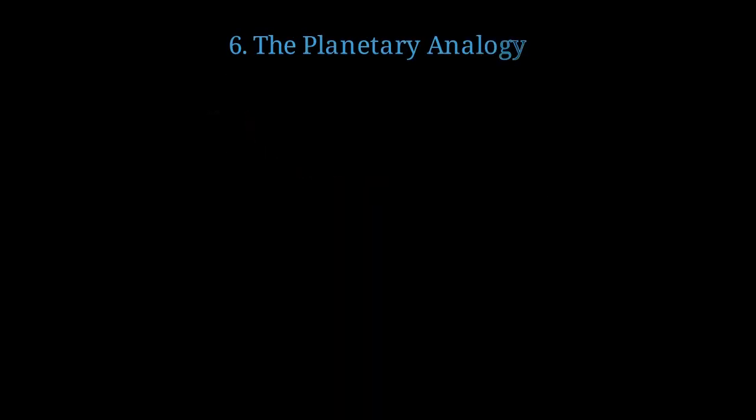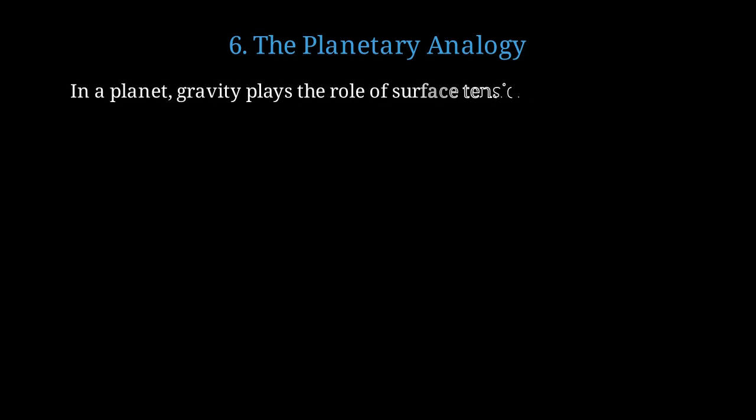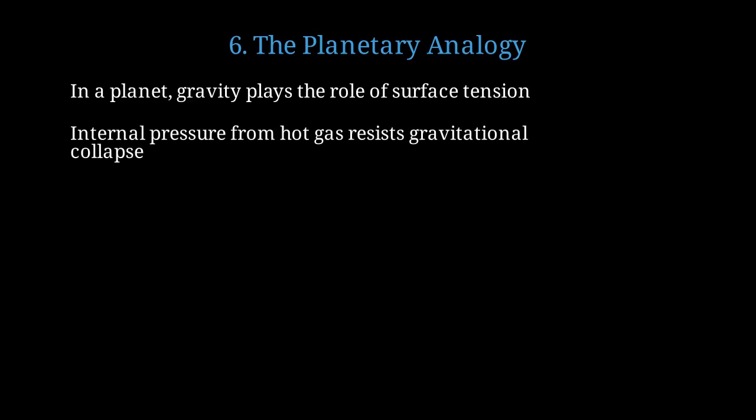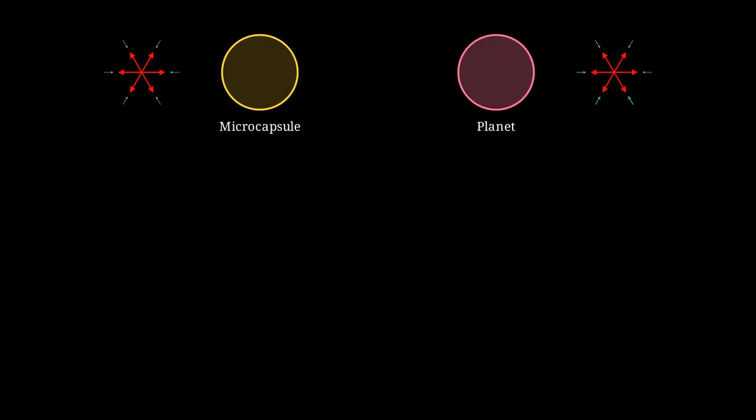Now let's make the connection to planets and stars. How are microcapsules like celestial bodies? In a planet or star, gravity pulls matter inward, just like surface tension pulls the membrane inward in a capsule. Internal pressure from hot gas and nuclear reactions pushes outward, resisting gravitational collapse, just like fluid pressure in a capsule. Look at this comparison. Both systems have internal pressure pushing out and an external force pulling in, creating a balance.